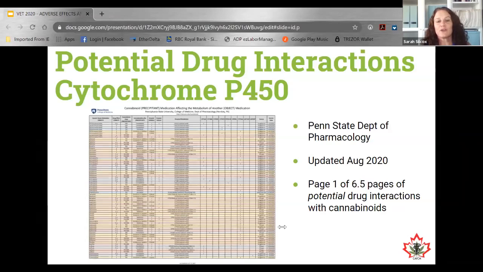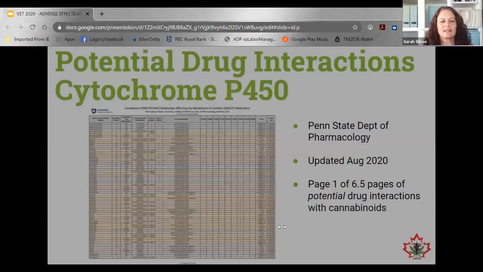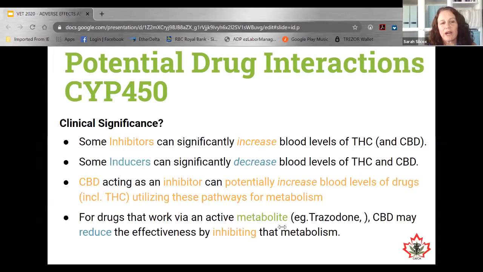And then they went on further and put out a larger list. There are 6.5 pages like this one of drugs that may be affected by cannabinoids. Again, does it mean it always happens? Not necessarily, but we do need to be aware of this. Really, the take-home message is that some inhibitors can increase levels of THC and CBD, and some inducers can decrease the blood levels of THC and CBD.